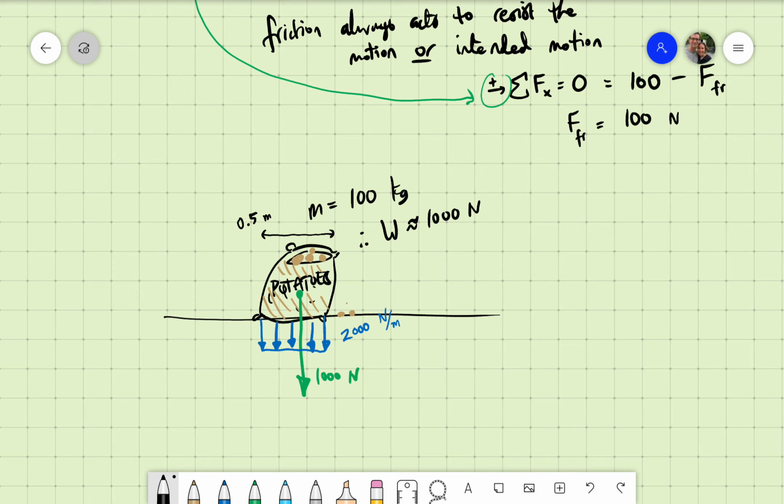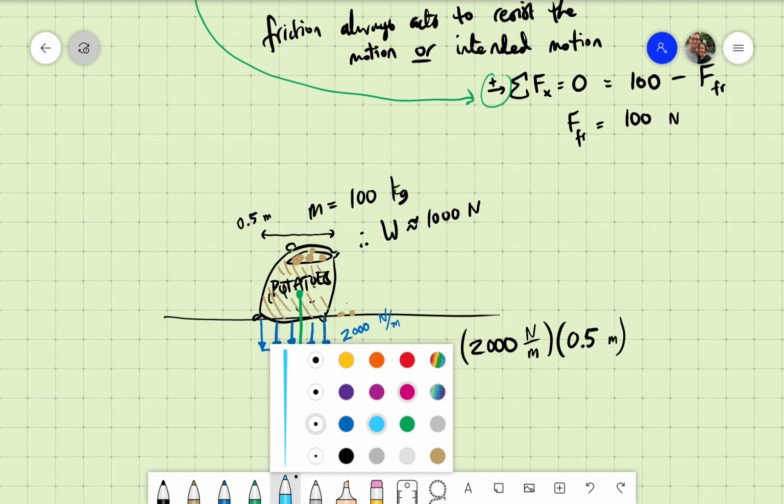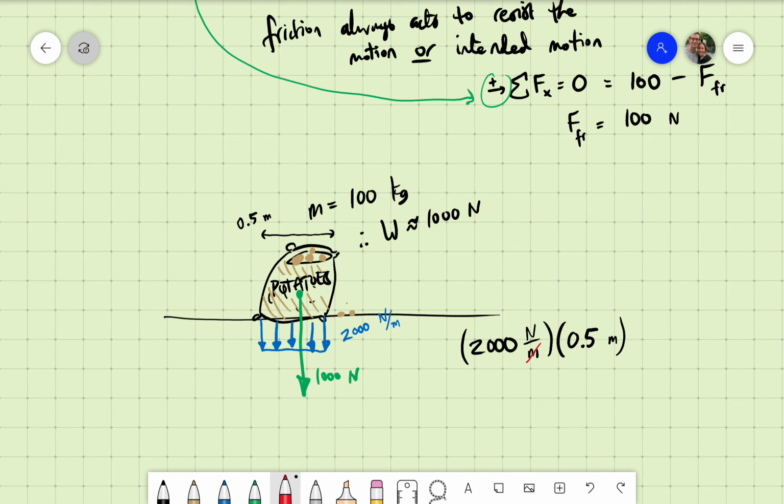Let's see, how do we explain this? So you take the 2,000, here this will be a nice little unit study, the 2,000 newtons per meter, and then you multiply that by half a meter, and you see what that does to the units. You see how the meters cancel out, and what you're left with there is 2,000 times 0.5 gives you 1,000. Newtons per meter times meters gives you newtons. Okay, that's how those two things can both be true.